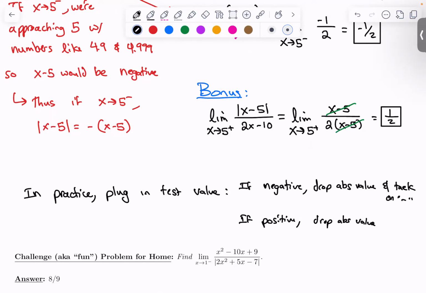If when you plug in a test value, you get a negative number, that means that where you're approaching from, you get negative numbers, and therefore the absolute value symbol needs to take effect and needs to counterbalance the fact that the inside's negative by adding on an additional negative. If the inside's positive, then the absolute value symbol does not need to be there. So you can just drop it and move on.